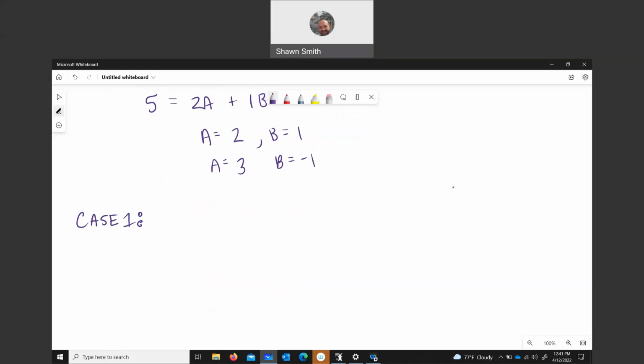So case 1 is we have p of x over q of x equal to some rational function, where q has only non-repeated linear factors.